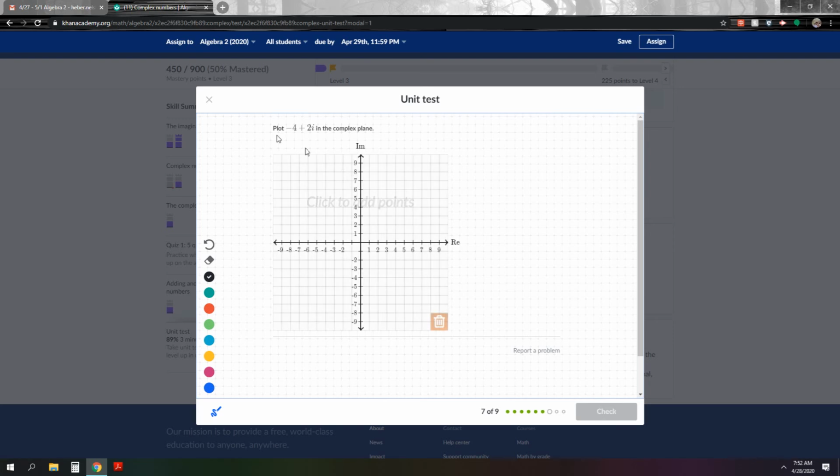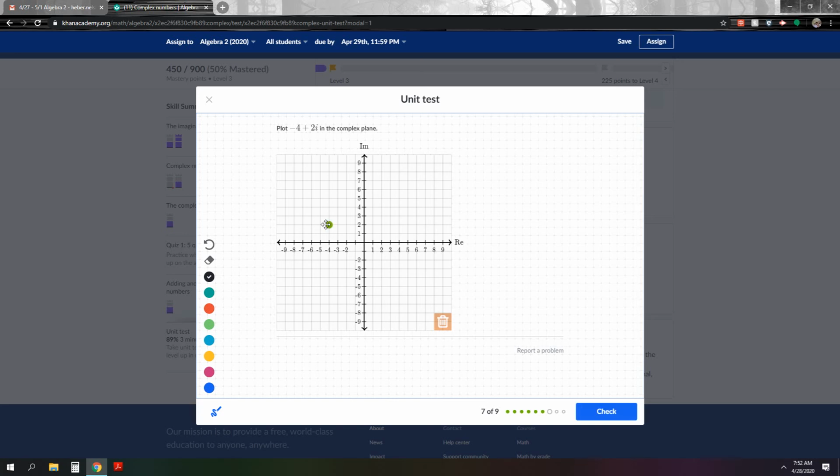Next question. Negative 4 plus 2i. This is the real number line. We want negative 4 right here. This is the imaginary number line. We want positive 2i. Okay? So this is over at negative 4 plus 2i. This is my real component and my imaginary component.